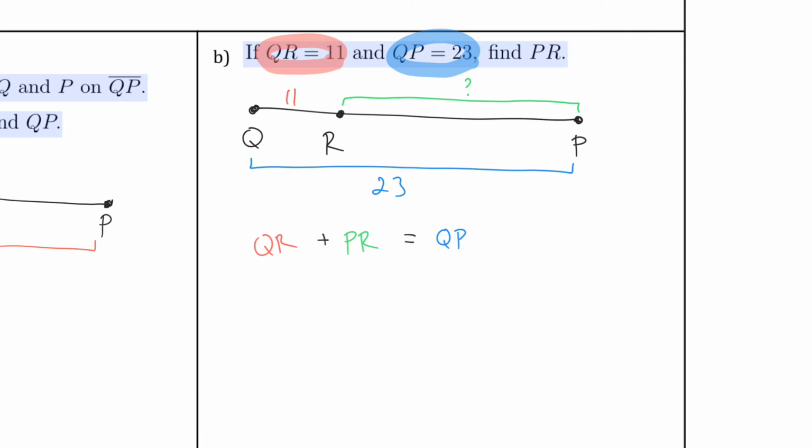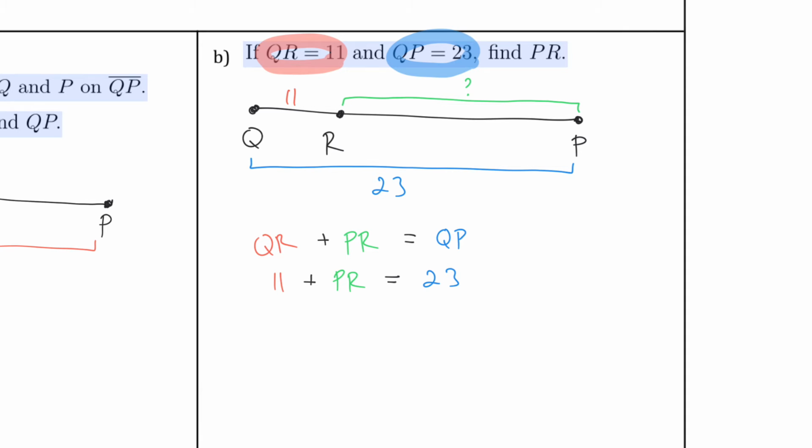Now we just substitute in for whatever we're given. QR is 11 plus, I don't know what PR is. I'm going to go ahead and just leave it as PR. This is the variable that we are solving for. And this will be equal to QP, which I can substitute for 23.